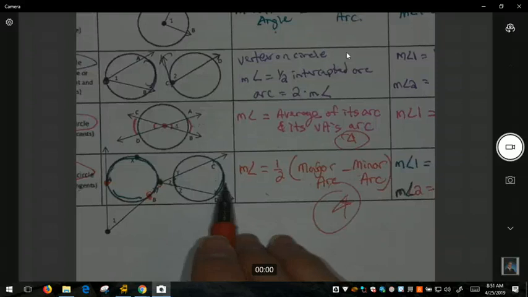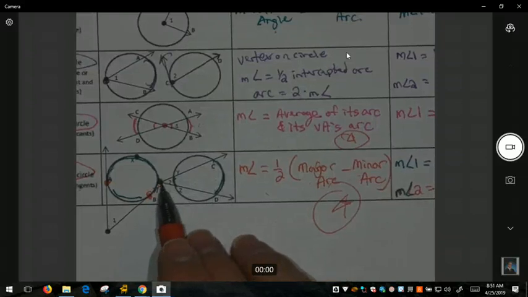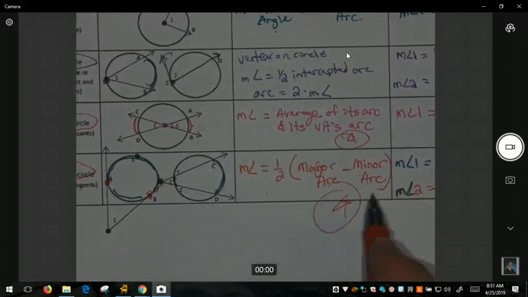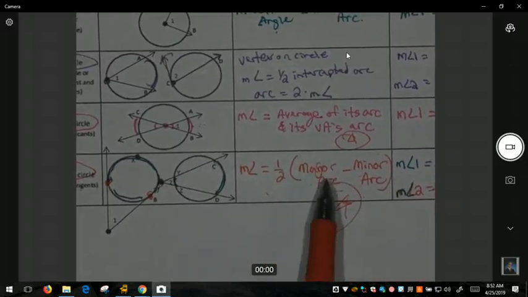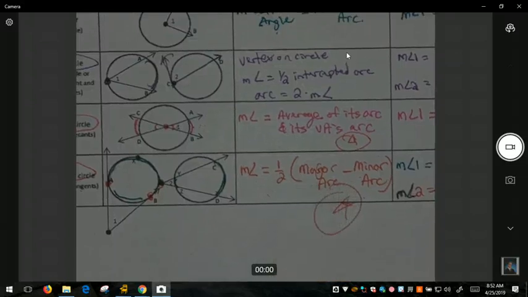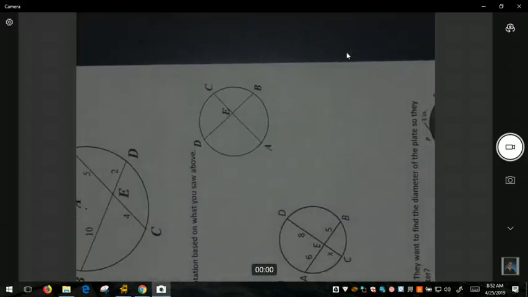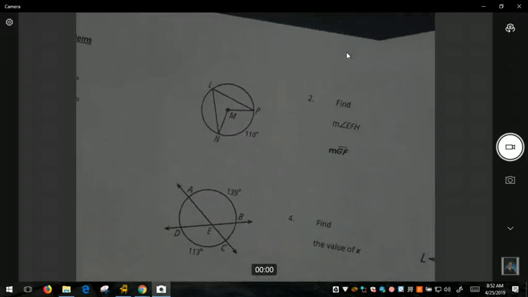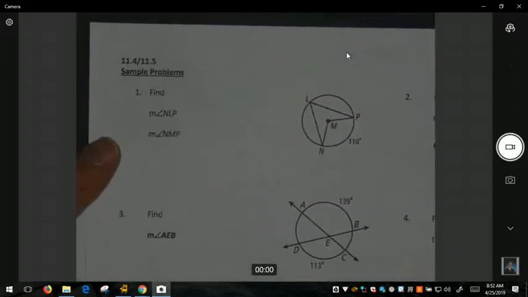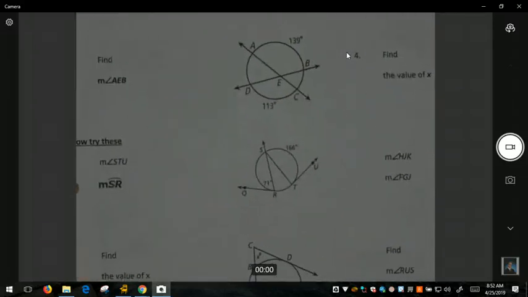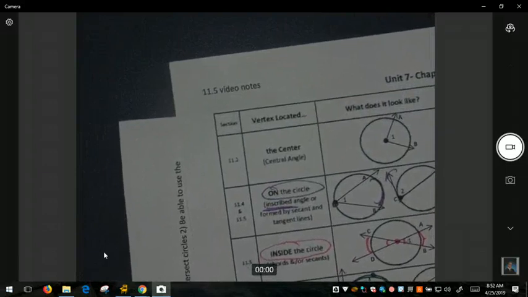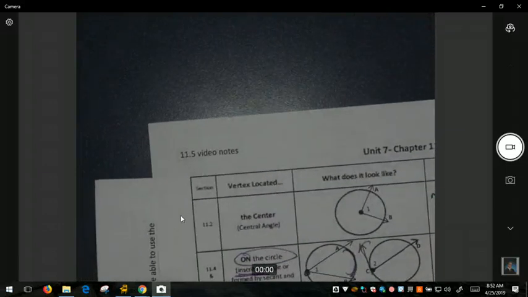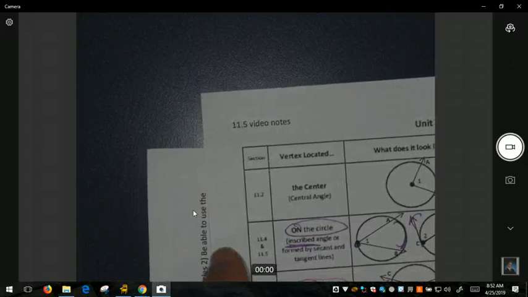Sometimes I will give you the two arcs and ask you to find the angle. Sometimes I'll give you the angle and an arc. You will still plug it into this formula to solve for whatever piece is missing. Tomorrow in class, you will have some problems that you're going to try with your group as sample problems, and then some that you will try individually. This concludes the coverage of these formulas from the theorems given in section 11.2, 4, and 5.